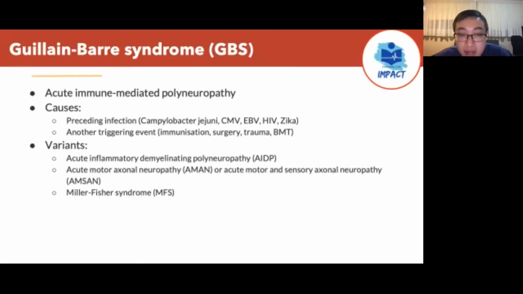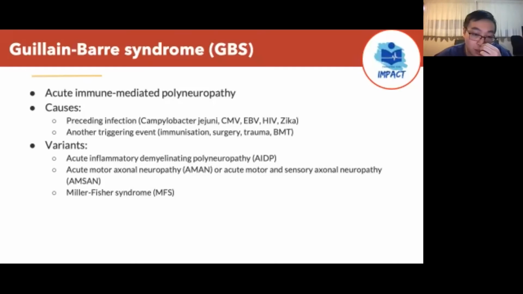There's one other clinical variant which is associated with an eye muscle predominance. It's called Miller-Fisher syndrome. It accounts for about 10% of cases in Australia. It classically presents with a triad of ophthalmoplegia, ataxia, and areflexia. So ophthalmoplegia, ataxia, and areflexia.